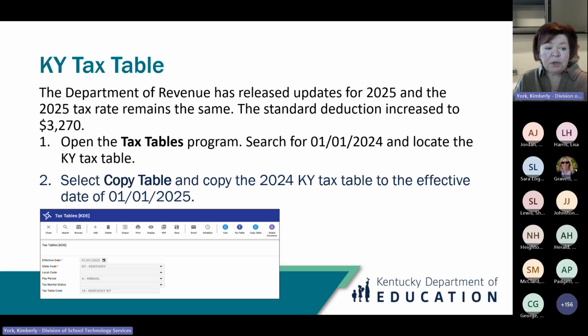The Kentucky tax table. So the Department of Revenue has released updates for 2025, and the 2025 tax rate remains the same. The standard deduction increased to $3,270. So you'll open the tax tables program. You'll search for the January 1st, 2024 and locate the Kentucky tax table. You'll select copy table and copy the 2024 tax table to the effective date of 1/1/2025. And you have a screenshot here of that as well.